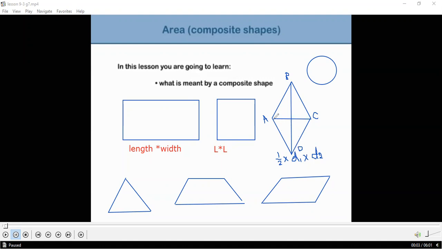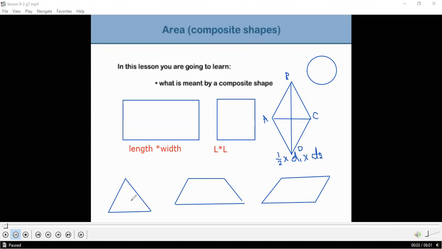The first one is called AC, the second one is called BD. If I want to find the area of the rhombus, it will be half times D1 times D2. Let's move to the next figure. The next figure is what?